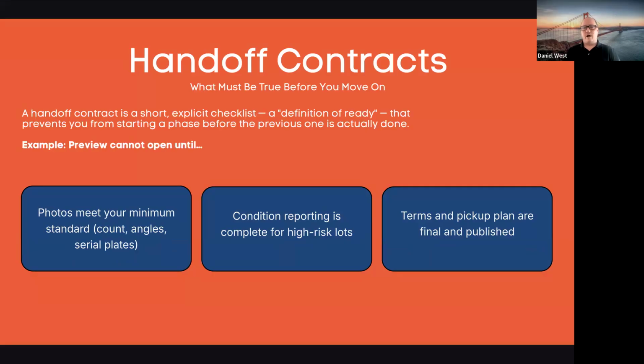So this is just the concept of a handoff contract. All it means is that you have a good definition of what each one of these phases or stages is and what it looks like when it's done. So don't move on to the next phase until the first phase is clearly completed. The example here is you can't start the preview period until all of the photos are accounted for.